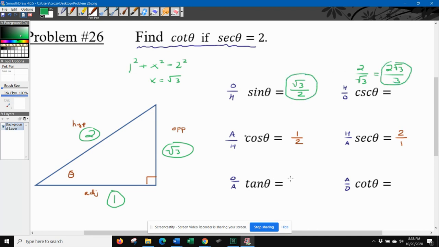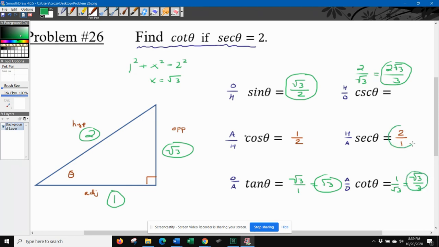And tangent, opposite over adjacent. So that's just root 3. And cotangent is when I take the reciprocal. So that's 1 over root 3. Don't leave root 3 there. Multiply top and bottom by root 3. And I have root 3 over 3.